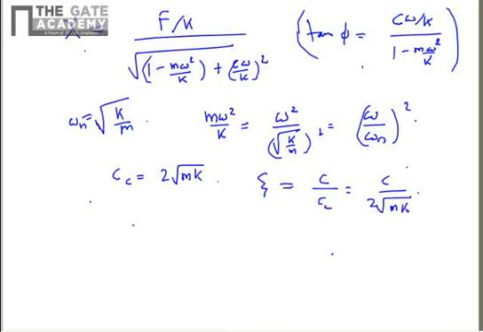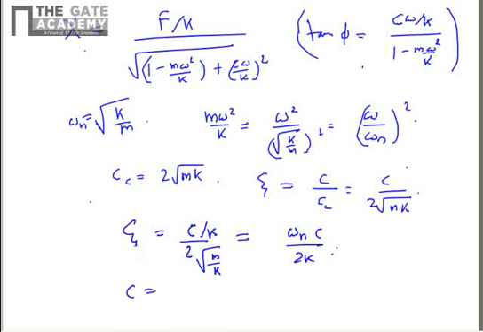psi is equal to c by k divided by 2 root over m by k. The root over k by m is omega n, which comes in the numerator. You get psi equal to omega n c by 2k. So c is equal to 2k psi by omega n. This is also a somewhat important formula. You can determine the damping value from the stiffness, the natural frequency, and the damping ratio.